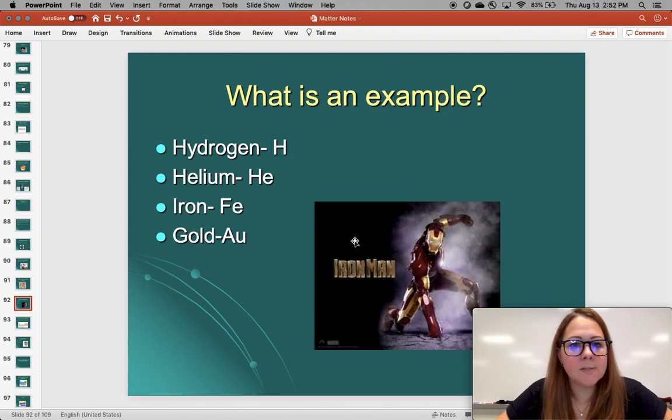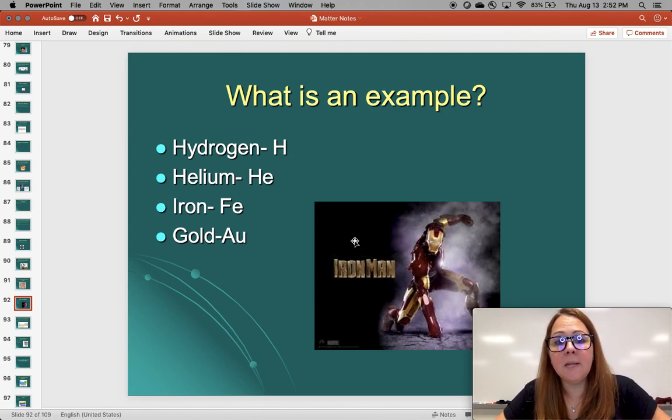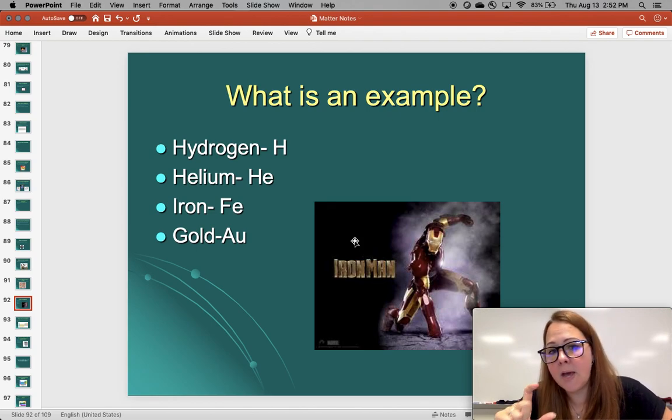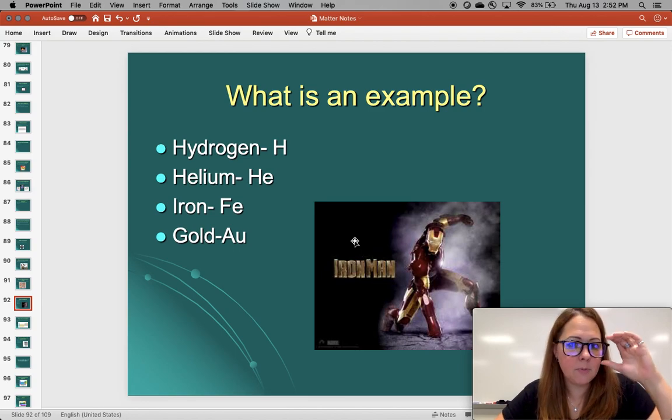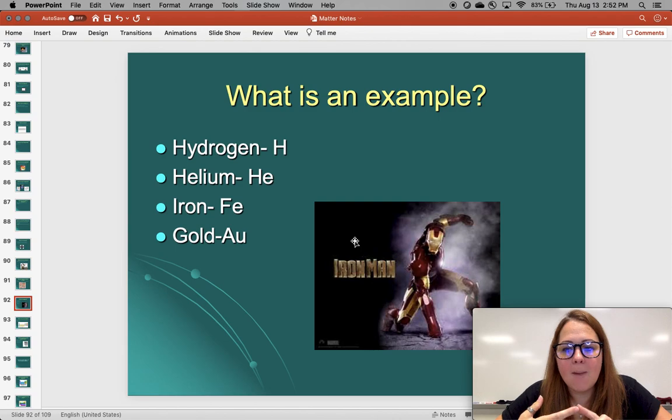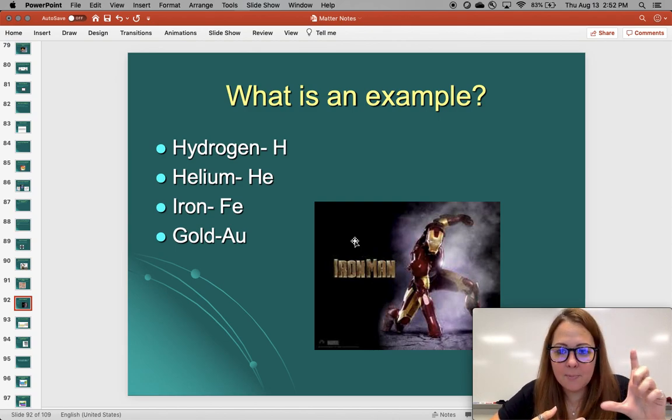Here I've got some more examples. I said hydrogen already, but helium is next door to hydrogen. It's number 2 on the periodic table. Helium is capital H, lowercase e. Iron is Fe. You're going to find out why those letters don't match in this class later on in the year when we get to the periodic table unit. But your iron is Fe, capital F, lowercase e. Gold is Au. You're going to find out why that is. They don't match. It just doesn't match in English. But Au, capital A, lowercase u.